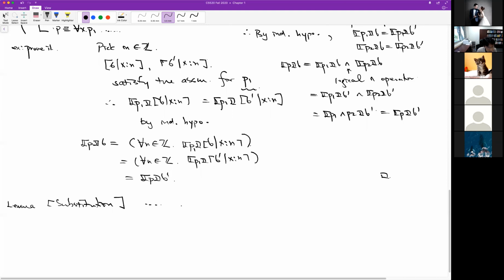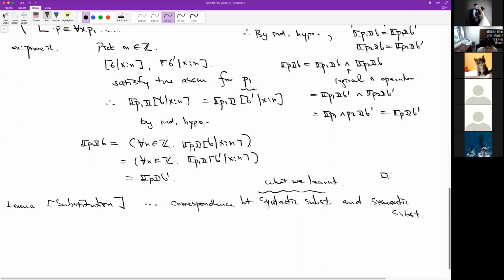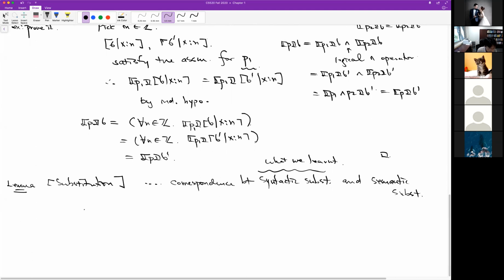It intuitively tells us the correspondence between semantic and syntactic substitution. So this is what we learn. And what I call semantic substitution is a bit of an informal word that I'm going to explain in the theorem. So the theorem says the following. We are given an assertion P, and then we are given two states, sigma and sigma prime. And also we are given a substitution delta.